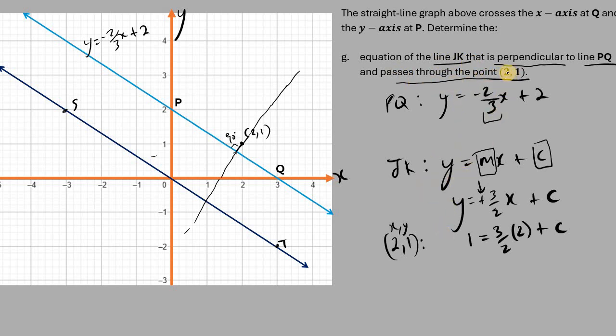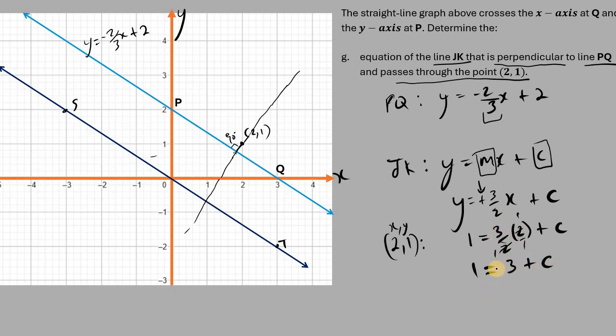So for any point on that line JK, we can take the X coordinate and the corresponding Y coordinate of that same point and plug them into the equation where X and Y are, and then I will be able to solve for C. So let's put back the 1. Now, how do we cancel this part here? This is made easy. We have a denominator of 2 and a whole number, so we can cancel. 2 goes into 2 once, and 2 over 1 into 2 goes once as well. So 3 times 1 is 3, and we get 3 plus c.